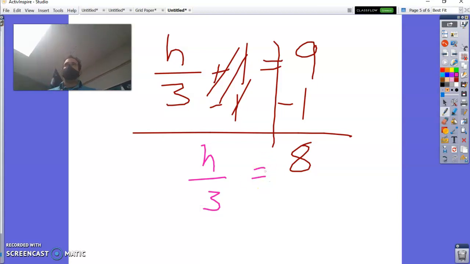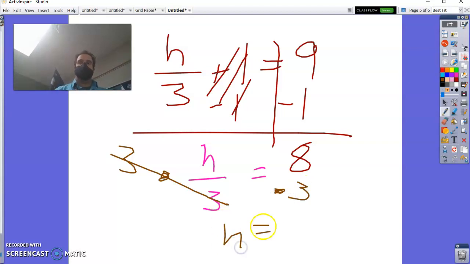Currently, what is happening with the h and the 3? Are they multiplying or dividing? Divided. How do you undo it, Carter? Multiplication. We get tripped up on this kind of a lot. I want to make sure you don't. I'll do ×3 to get rid of that bottom 3 in the denominator. So I'll do ×3 on the right to keep it equal. H should equal 24.